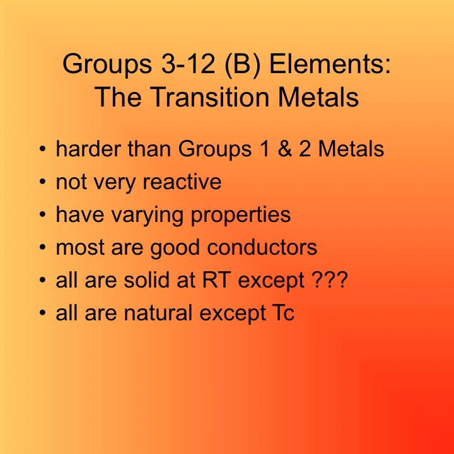They are called transition metals because they kind of are transitive. They move all over the place. That means they have varying properties. They are very good conductors of heat and electricity. Hence, something like copper is used in wires for electrical components. And they are all solid at room temperature except, oh yeah, you guessed it, mercury. All of them are naturally occurring, we're going to say at this point, except technetium.